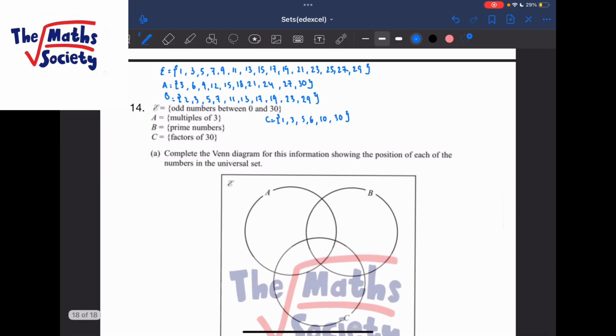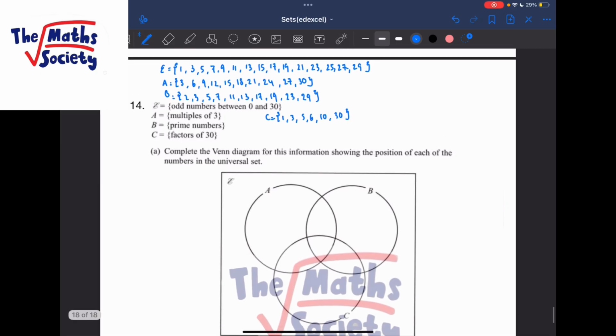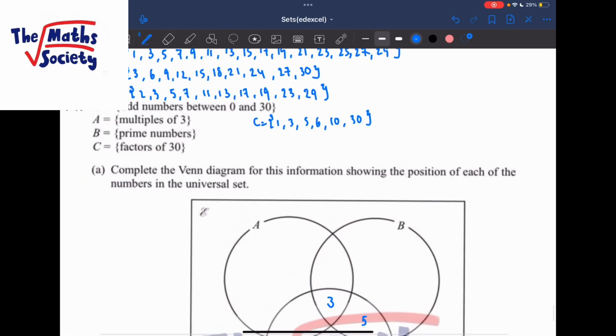Anything that goes through A, B, and C would be 3. Then B and C, we have 5. And A and C, I just don't have a factor of 30. Oh wait, I forgot 2 and 15 here as well. Give me 1 second. 2 has to be 15 as well. So, yep, that's why we didn't have any.